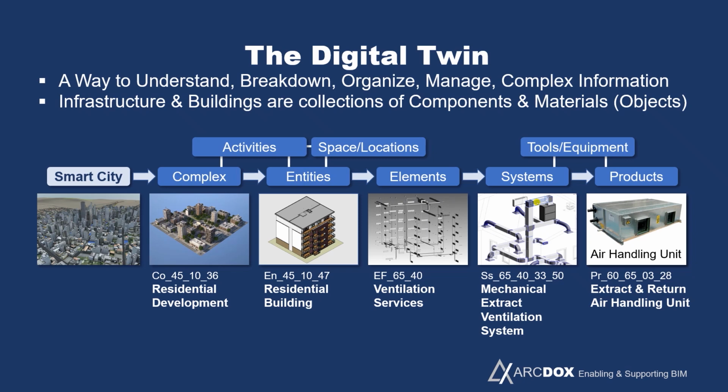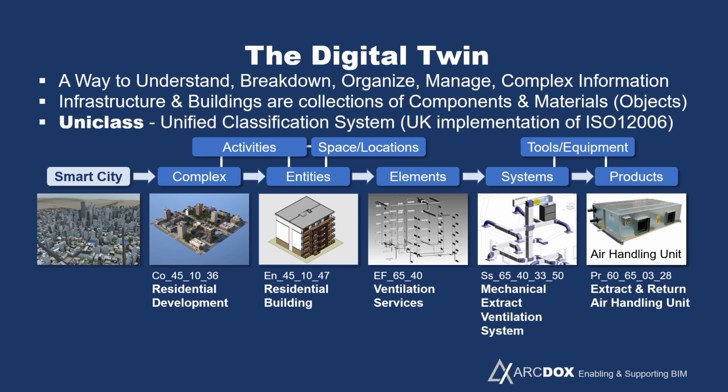So tools and equipment are normally not permanent features of the built environment, but are necessary parts of putting it together and maintaining it. And what I've shown you in this slide is what is called Uniclass. Uniclass is a unified classification system that was developed in the UK. It's the UK's implementation of ISO 12006, which is a dictionary for classifying everything in the construction sector. So a common language that we can all begin to use to organize and structure the information that we produce.